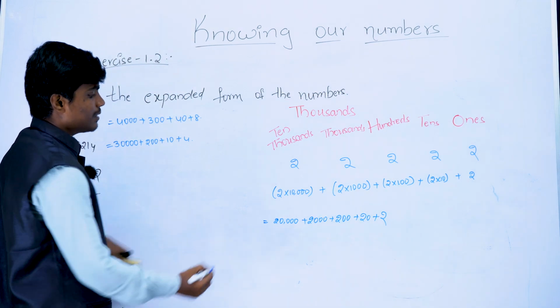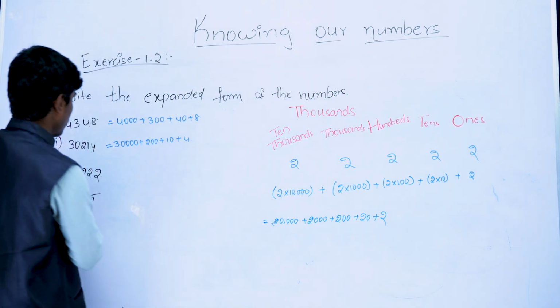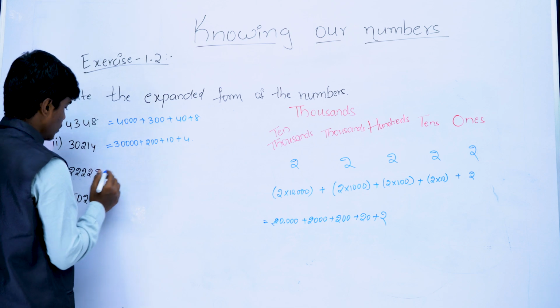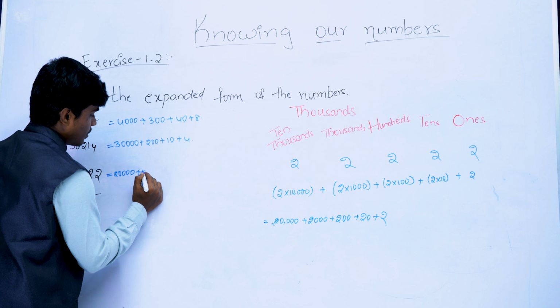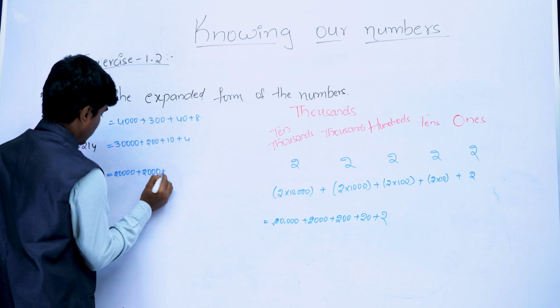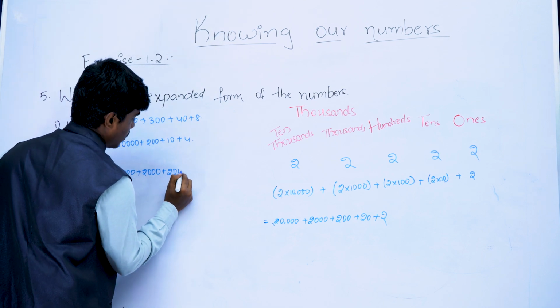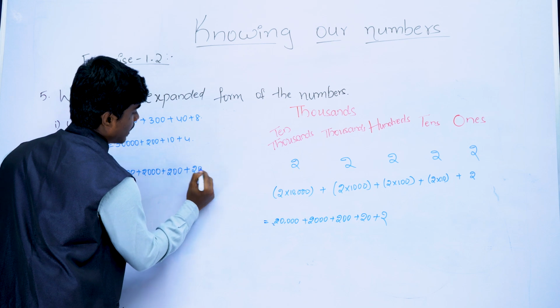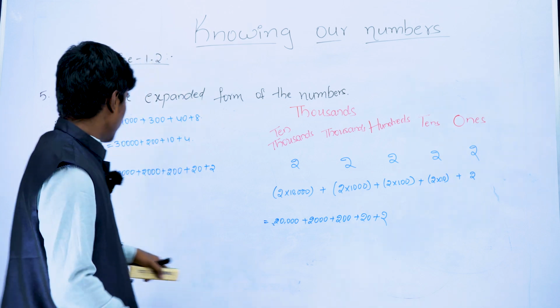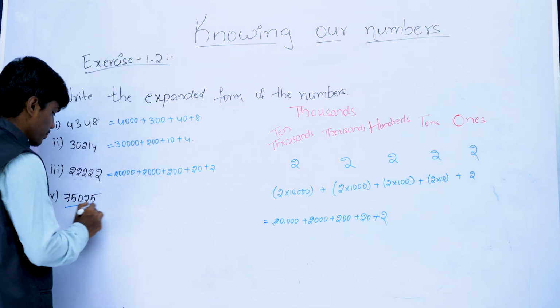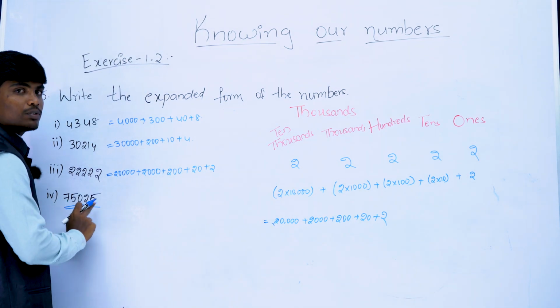See, this is the expanded form of 22,222. So the answer is 20,000 plus 2,000 plus 200 plus 20 plus 2. In the same way, now you try to solve the fourth problem, that is 75,025.